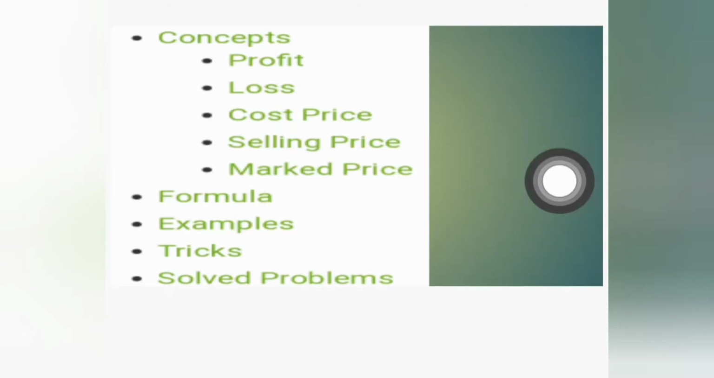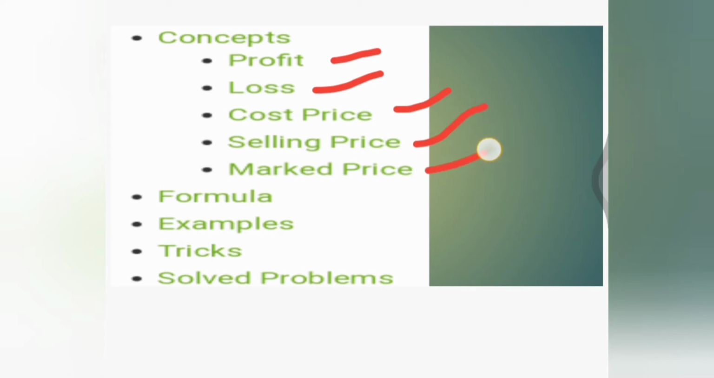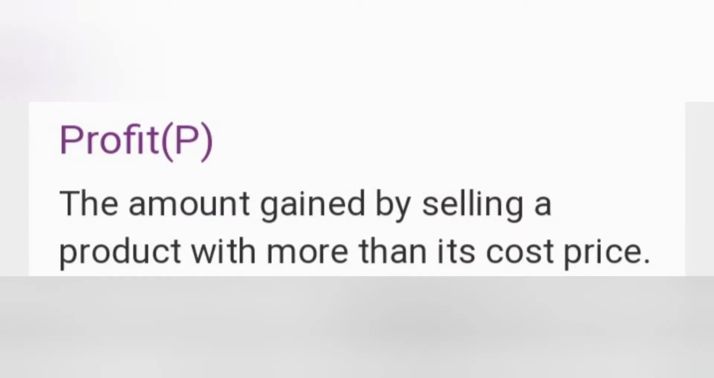Concepts of profit and loss. The first one is profit and loss, cost price, selling price, market price, and formula, examples, tricks, and solved problems. These are what we have to see in this section. The first one is profit. Profit means the amount gained by selling a product for more than its cost price. This is known as profit.